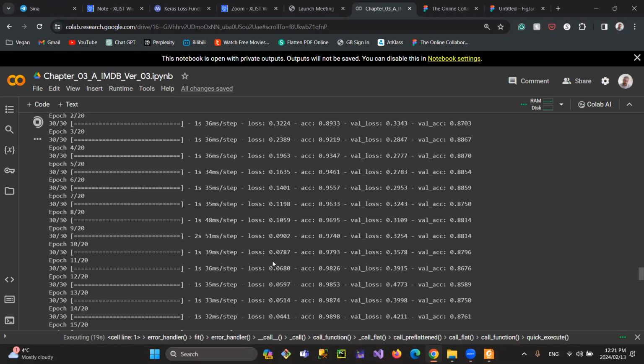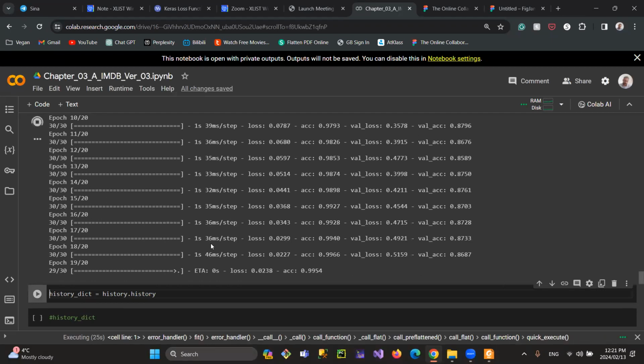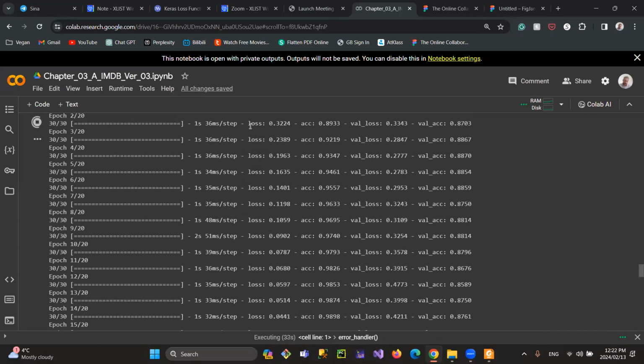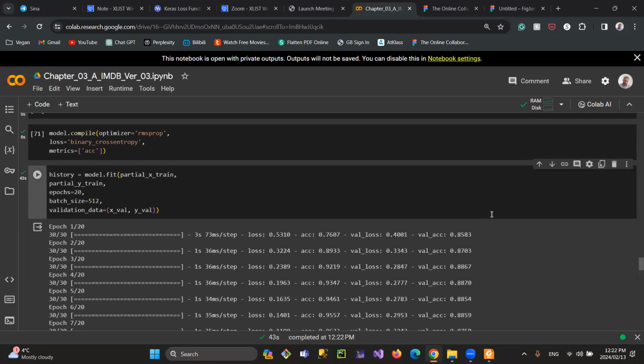Does that make sense? What does it mean? Do you see that these numbers are changing, but that number is fixed? What does it mean? Why are the numbers in the middle different, but the numbers in the last part are fixed? Any idea? Accuracy of what?